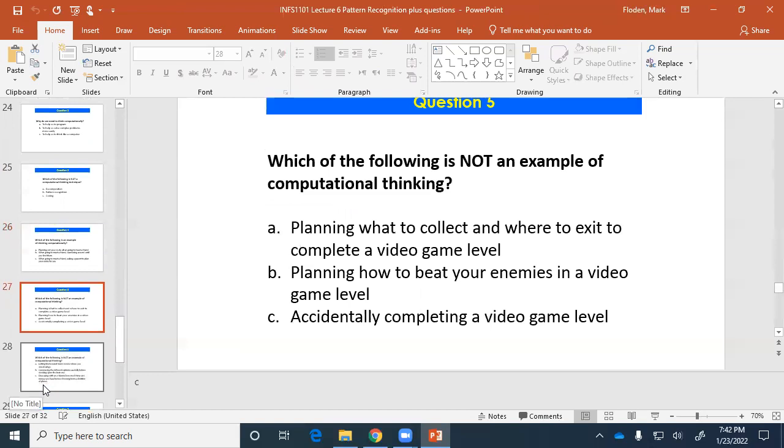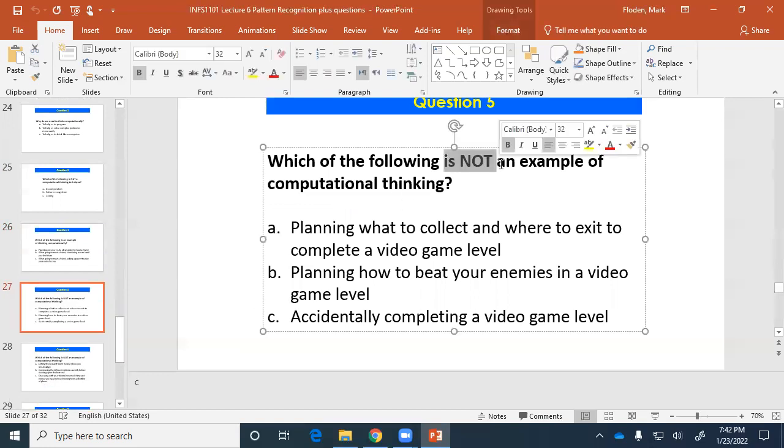Oh, yeah, I mean, there we go. That's way too easy, right? They keep on using that word. So this one again, which one is not? It's the one that doesn't have planning in it, right? Not to say that computational thinking is just about planning, but planning is part of computational thinking.